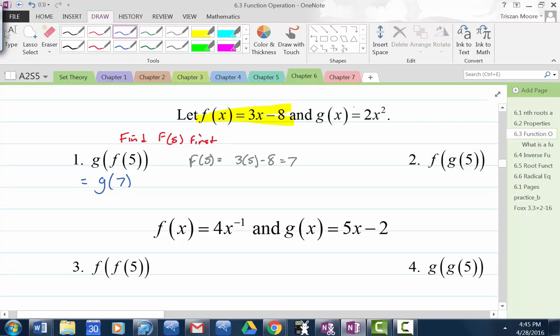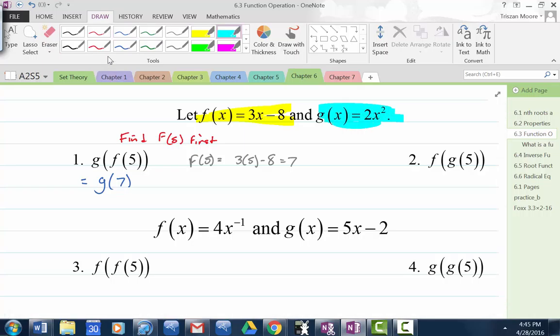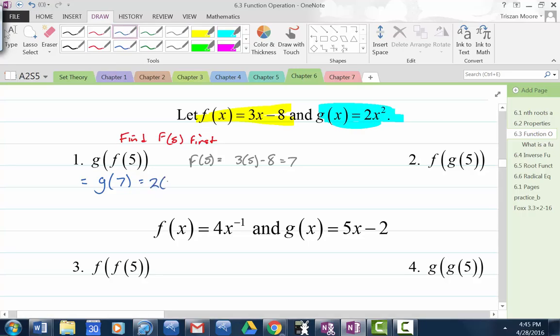And since this is my function g right here, then that means g of 7 is just going to be 2 times 7 squared, which is 2 times 49, which is just 98.